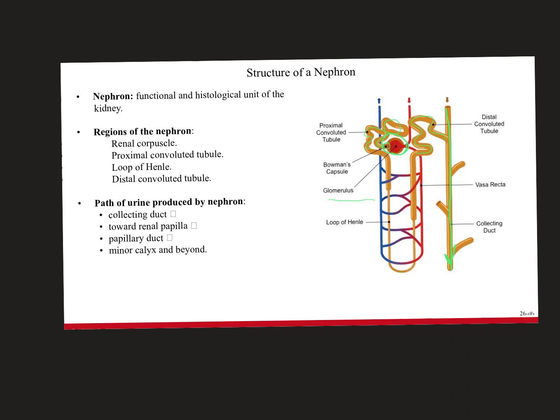If we go back, the collecting duct is going to go through that renal pyramid to the renal papilla. Okay? The urine is going to leave the collecting duct, go into the renal papilla. From there, it's going to go through a papillary duct. Okay? A series of little tiny holes that will take the urine into the minor calyx.